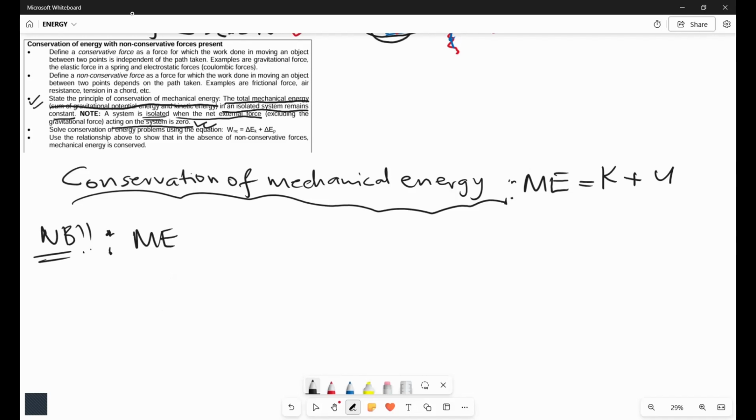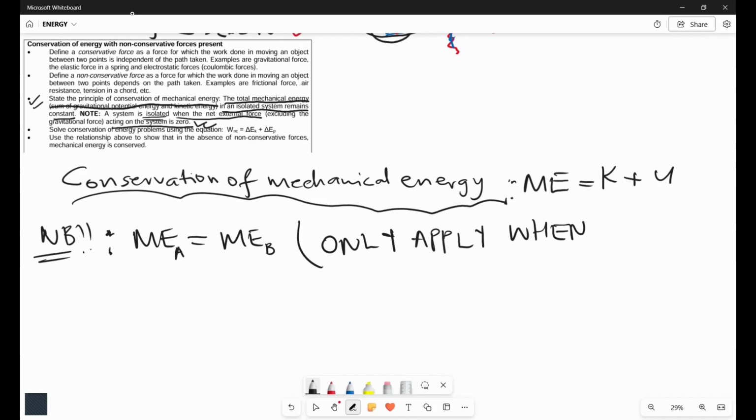The formula for conservation of mechanical energy is this: mechanical energy at the top or at point A is equal to mechanical energy at the bottom or at point B. This formula you only apply when there are no external forces.